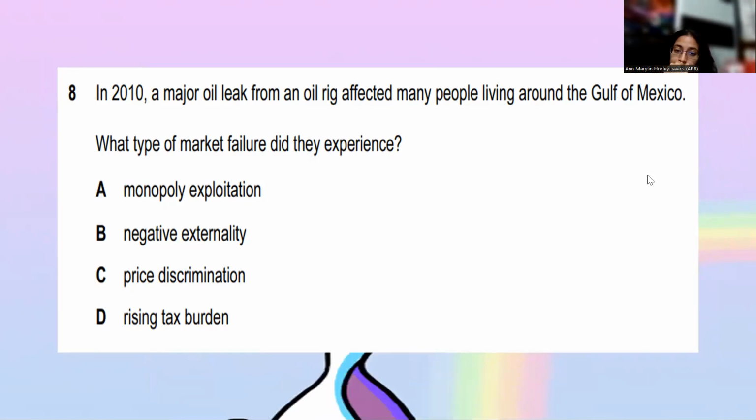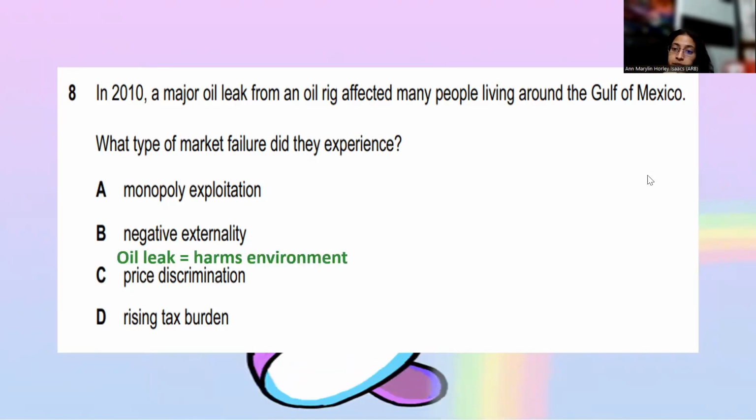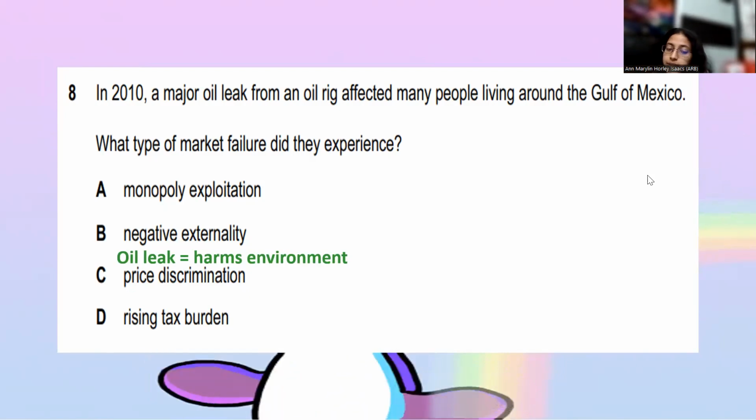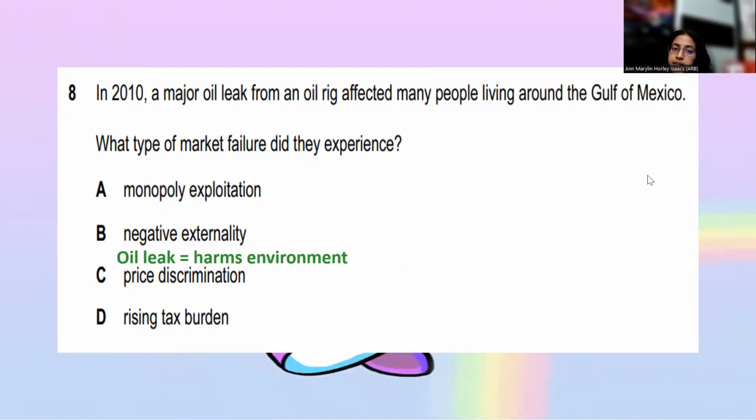Now what has happened? Okay. So that's negative externality. It harms the environment, harms people, harms animals, harms tourism, whatever. Doesn't matter. Okay, as long as it harms someone else who was not part of the decision. Obviously you didn't decide to leak the oil, but still. Okay. That becomes a negative externality.